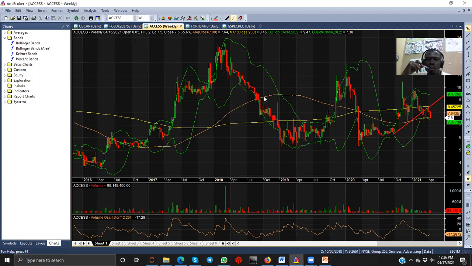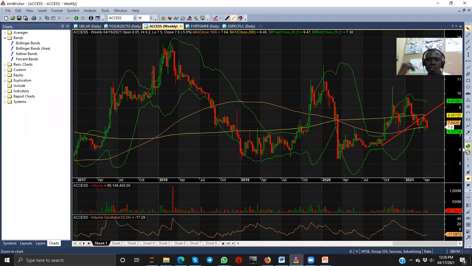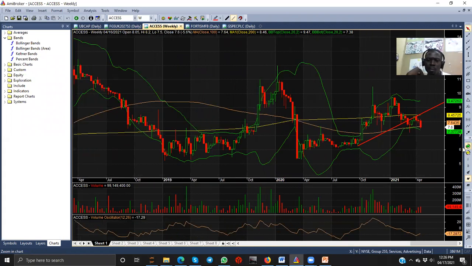Now, you notice this is a chart of Access Bank. And this is a weekly time frame of Access Bank.